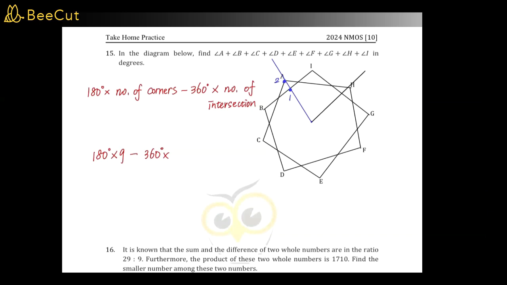Now, if you choose any other corner, the number of intersection points is always the same. Let's say you choose point H. There are also 2 intersection points. 1, 2. So the number of intersection points is always 2. This times 360 times 2. So the difference is 900. That gives us the answer.